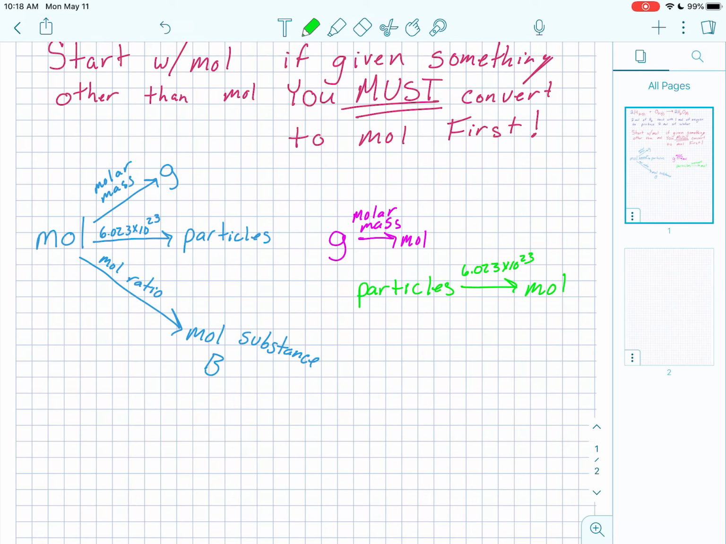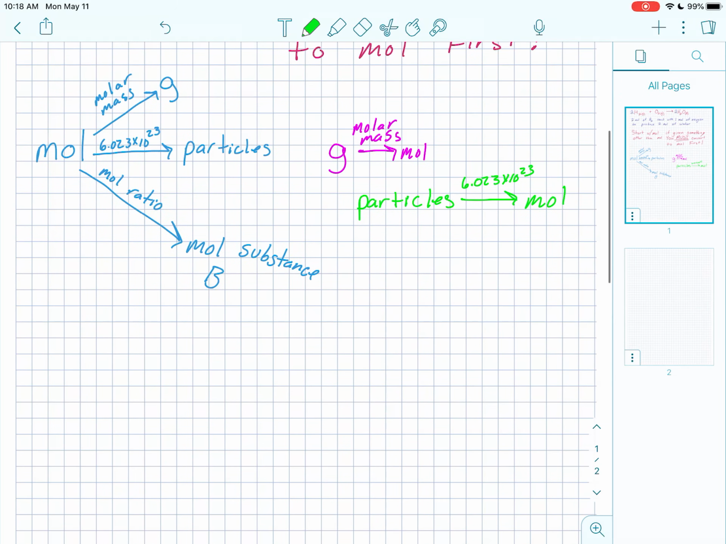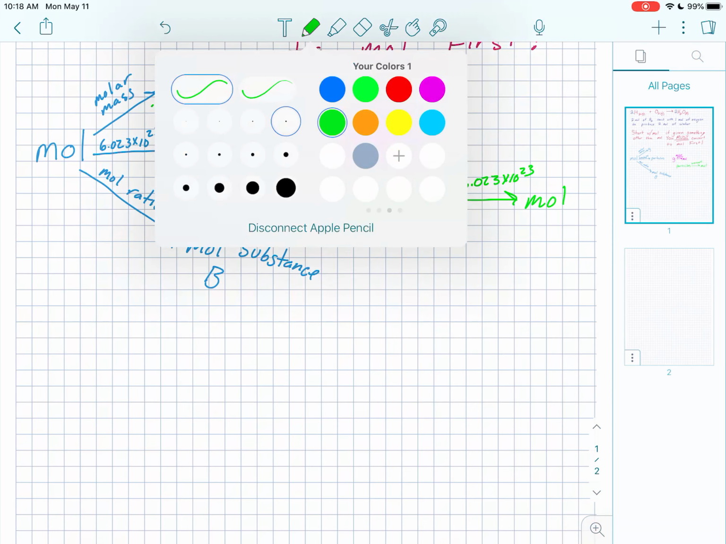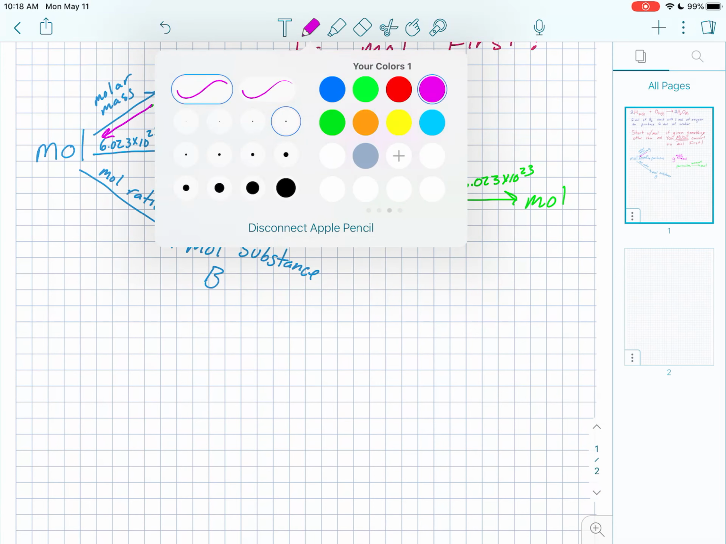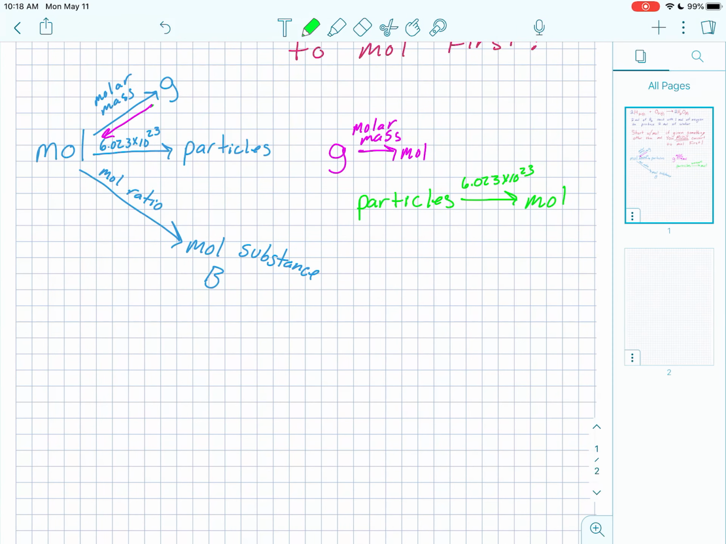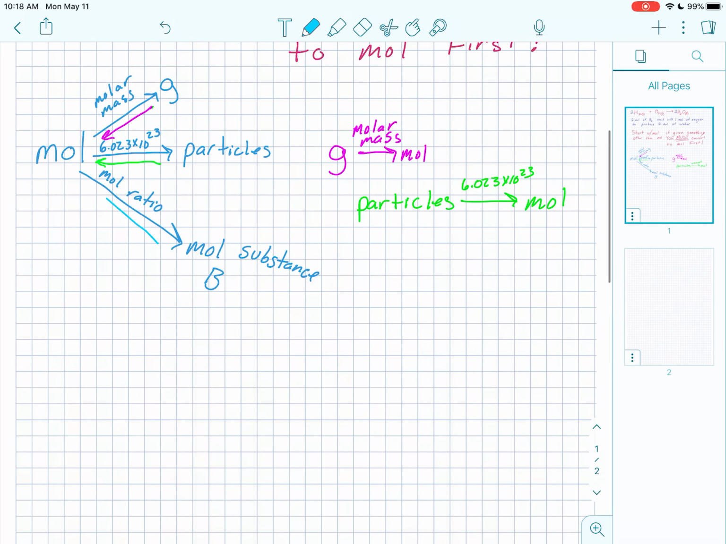You can convert from moles to particles, back from particles to moles, and from moles of substance A to moles of substance B, or in reverse. And it's all using the same stuff along that line. Okay? So essentially, you can do this, and you can do this. You can also do the moles of B to moles of A.